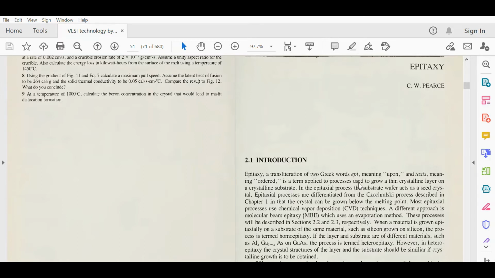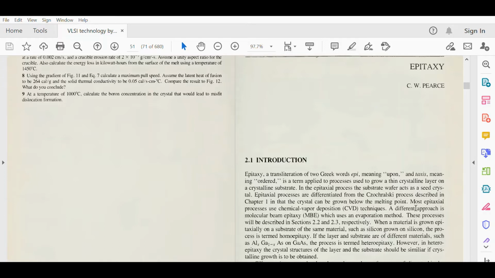In the epitaxial process, the substrate wafer acts as a seed crystal. Epitaxial processes are different from the Czochralski process described in chapter 1, in that the crystal can be grown below the melting point. So what we discussed in the previous lecture, the Czochralski process, if you remember. So the crystal can be grown below the melting point in that process.